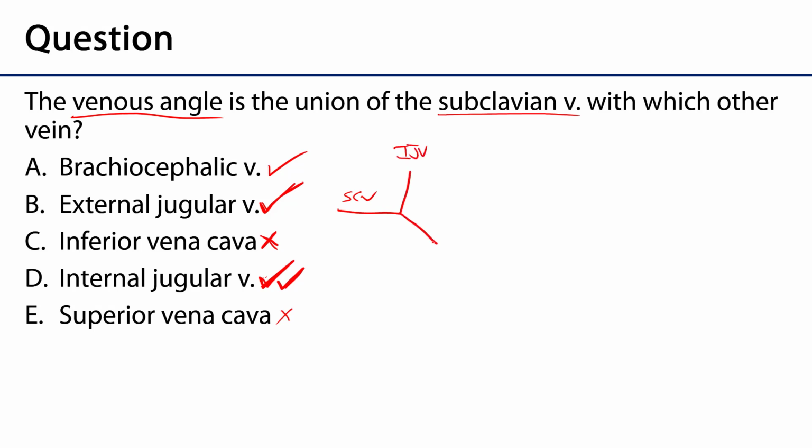And then there is the brachiocephalic vein going into the superior vena cava. So the angle is IJV with subclavian vein. Therefore, internal jugular vein is the correct answer. And we care about the venous angle because that is where lymph is returned to venous circulation.